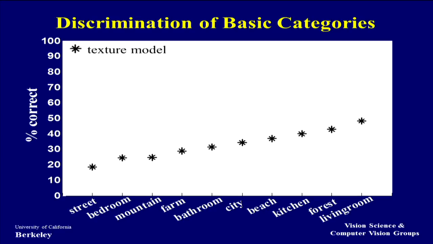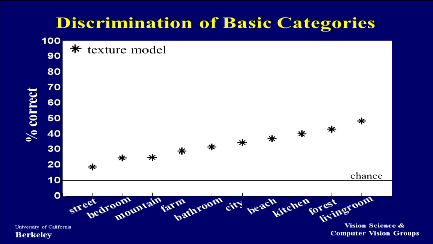But the reason we want to do this is we want to compare this with human performance. And remember, this is a harder task than animal versus non-animal, because this is 10 classes. In animal versus non-animal, your chance is 50%. Here your chance is 10%. So everything's going to be lower. Okay, so now let's see what humans do.